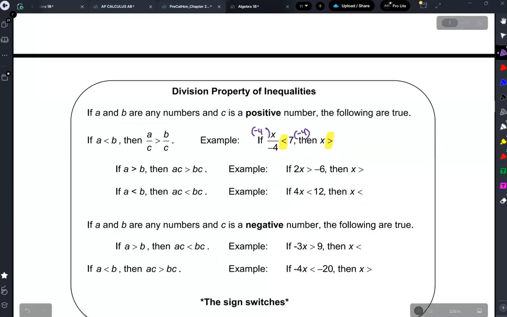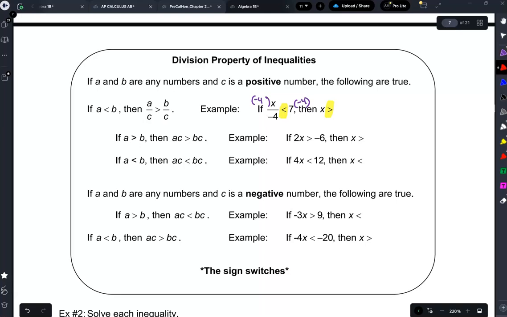Now, take a look here. This one, 2x is greater than -6. What am I going to do? Divide by 2, divide by 2. I get x is greater than -3. Look here. I divided by a positive number, it stays. Here, what am I going to divide by? 4. So this is going to be 3. I divided by a positive number, so it stays.